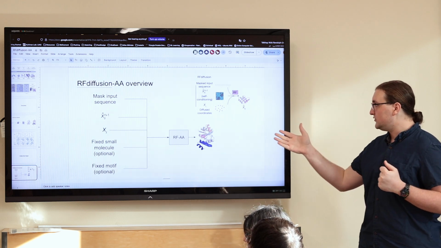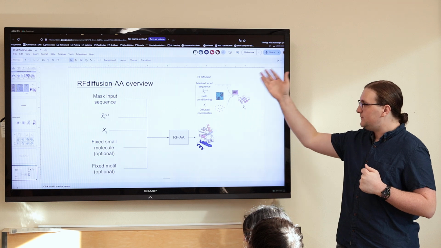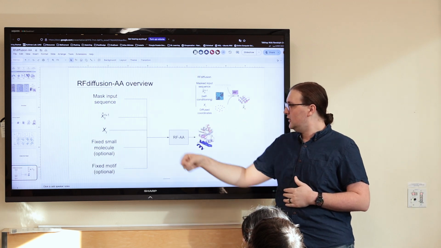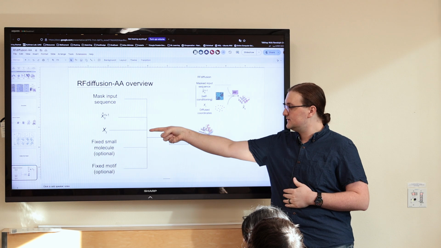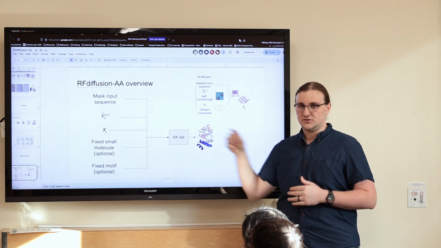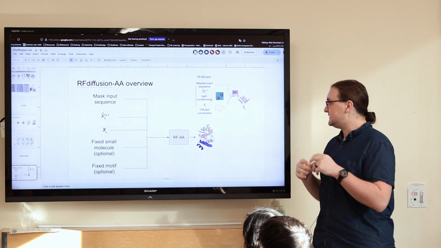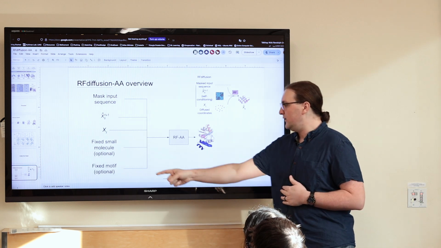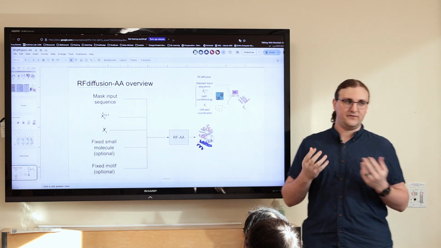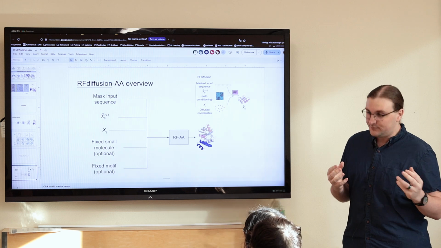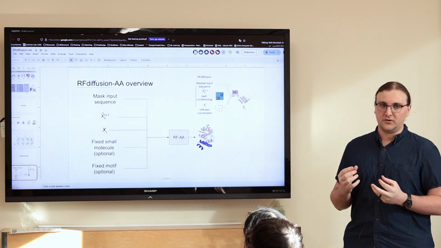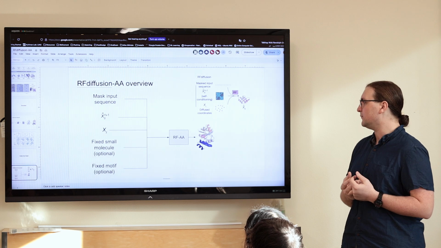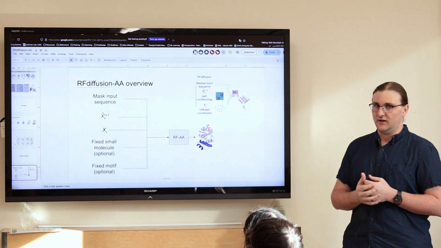Similarly, we have RFdiffusion All-Atom that takes in the masked input, the previous ground truth prediction, the self-conditioning input. We have the current noisy coordinates. We have a fixed small molecule, which is optional, but it's what really allows us to design around that. And then we can also do motif scaffolding. So if you have a specific motif that is maybe interacting with that small molecule, or it doesn't even have to be interacting with the small molecule, it could just be something you want to have in your protein, you can also condition it on that.